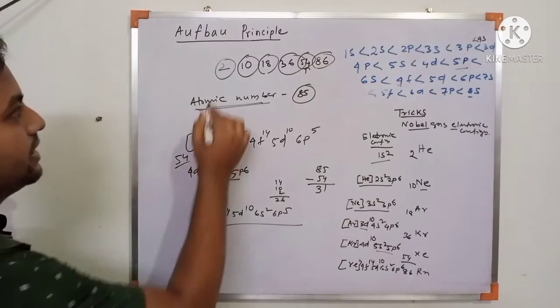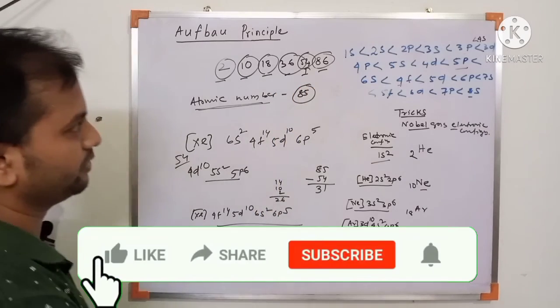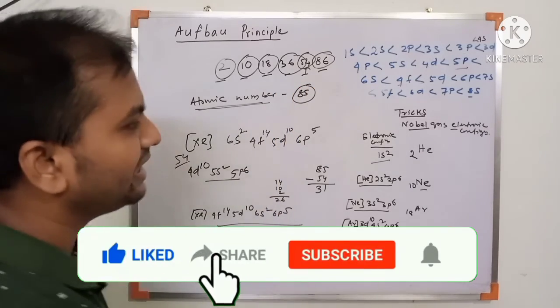So the trick is 2, 10, 18, 36, 54, 86. You have to remember the trick. You can easily solve any electronic configuration.